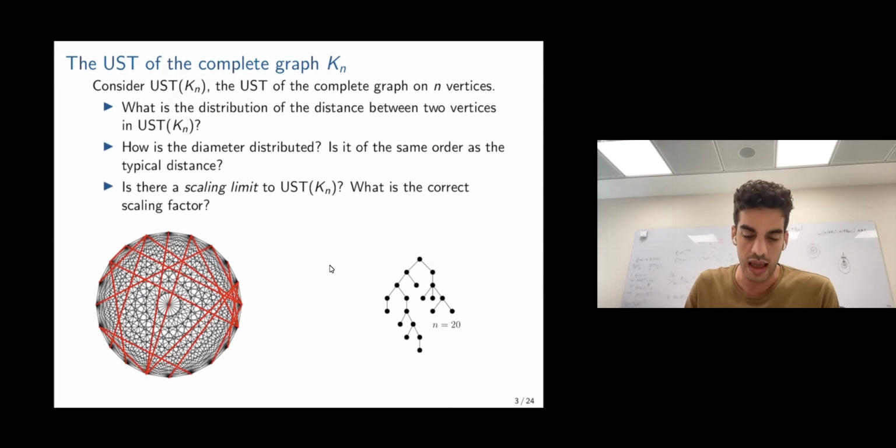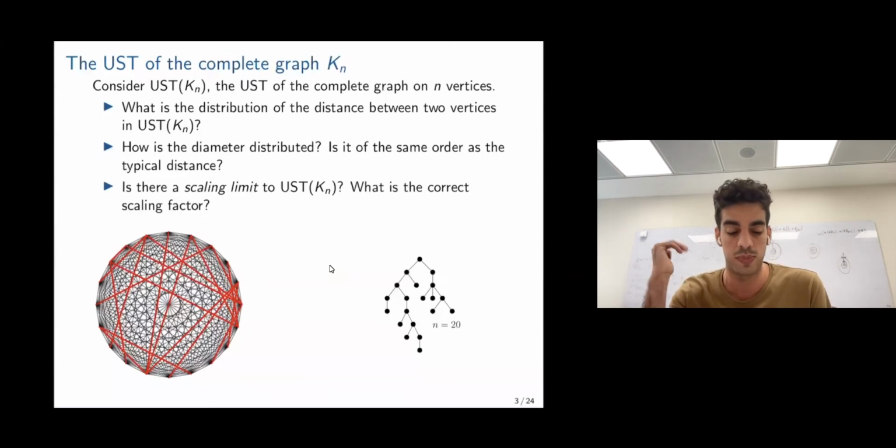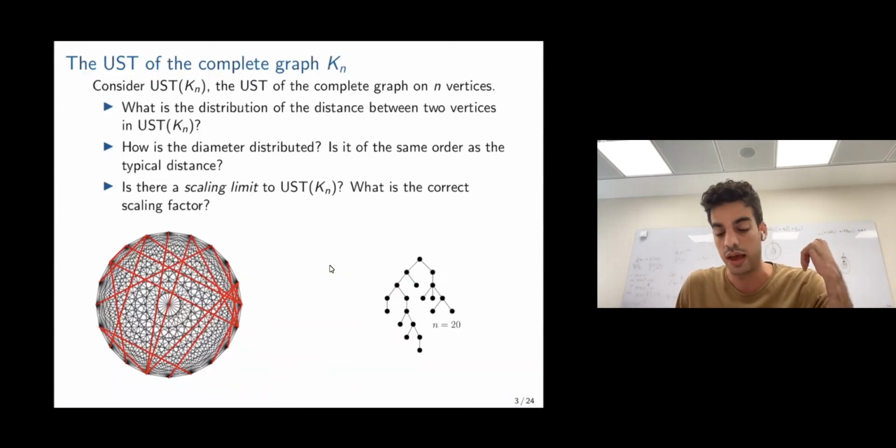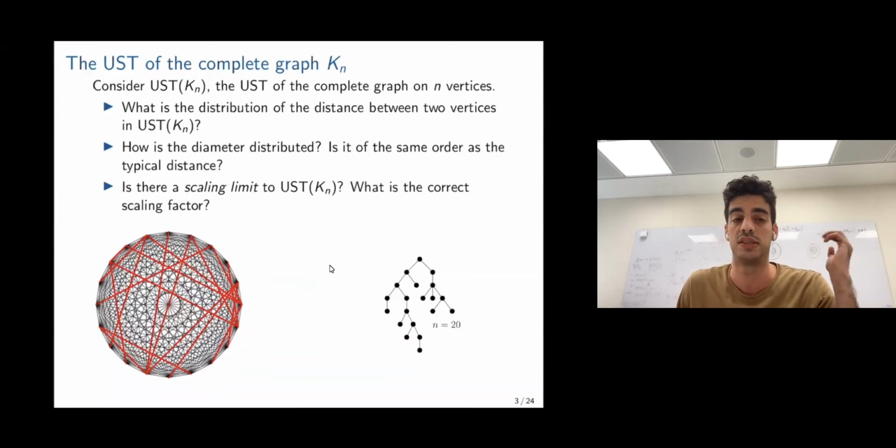And we can ask the following questions of global flavor. For example, if we pick two vertices in the UST, what's going to be the distribution of the distance between them? What is the typical order of the distance between them? The diameter, which is the maximal distance obtained by a pair of two vertices, how is this guy distributed? And is it of the same order as the distances, or do we expect something larger?